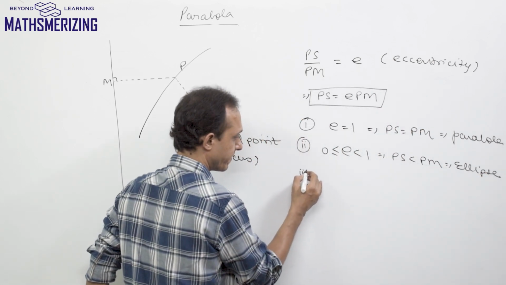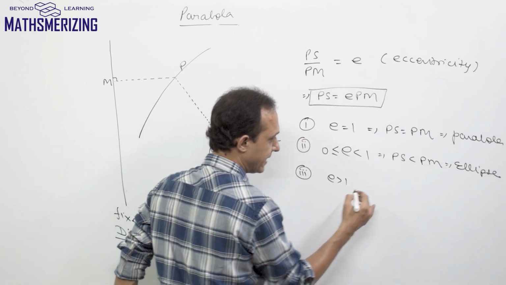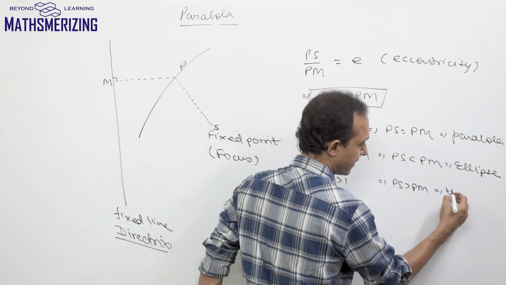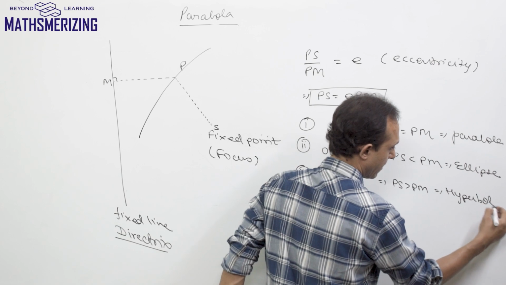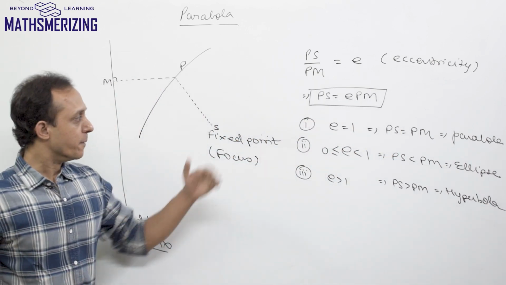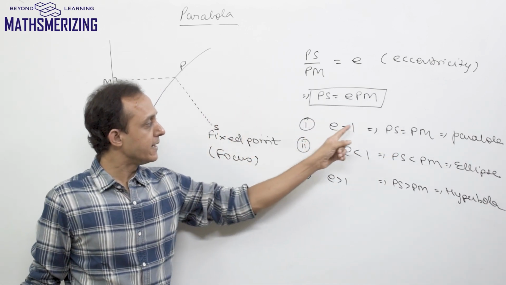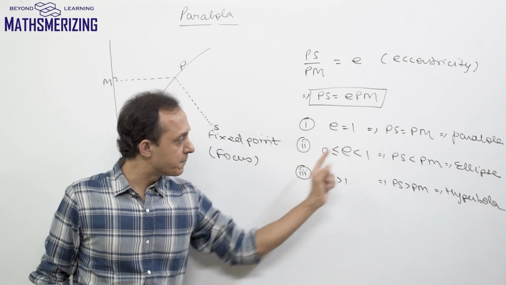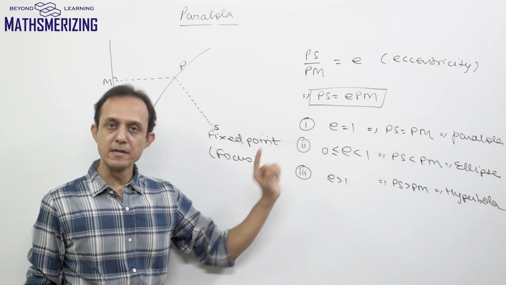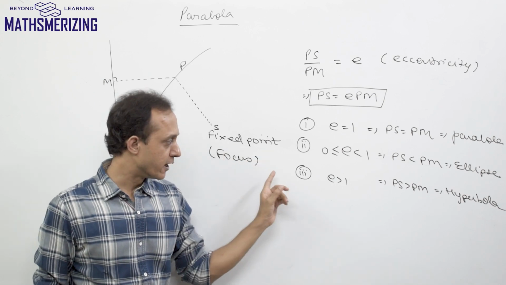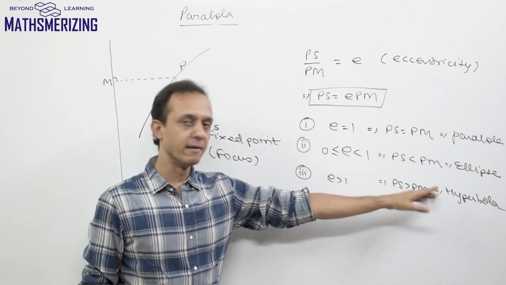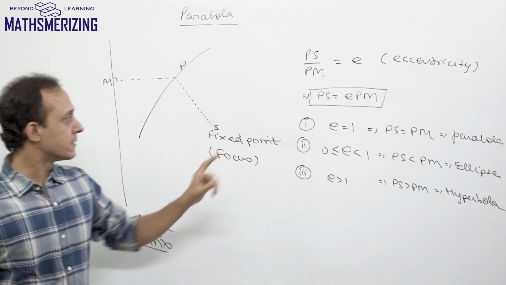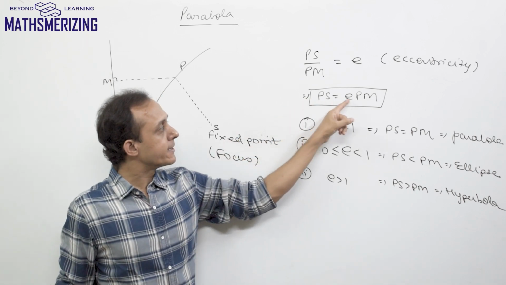And the third case, when E is greater than 1, in that case PS is greater than PM, then the curve that you'll get is a hyperbola. So depending on this value of E, when E is equal to 1, we'll get a parabola. If E lies between 0 and 1, we'll get an ellipse. When E equals 0, we'll end up getting a circle, and a circle is a special case of an ellipse. And when E is greater than 1, then we'll get a hyperbola. So any conic section has this relationship, which is PS equals E times PM.